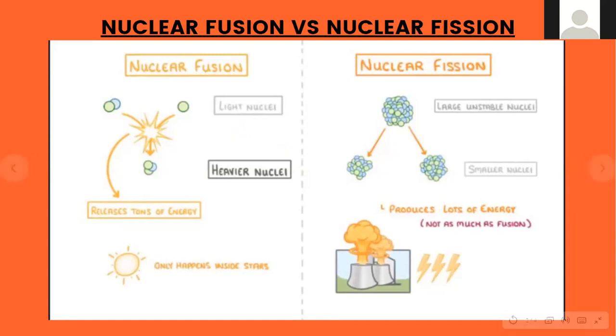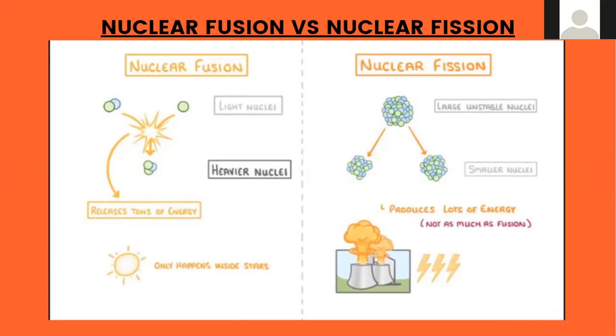For nuclear fusion, it will release a ton of energy. This is because it really needs high temperature and pressure, as in 10 million degrees Celsius. So this is why we cannot do nuclear fusion on Earth. But nowadays, there are a lot of experiments and research going on to discover how we could do nuclear fusion one day. So for nuclear fission, it also produces a lot of energy, but not as much as fusion.